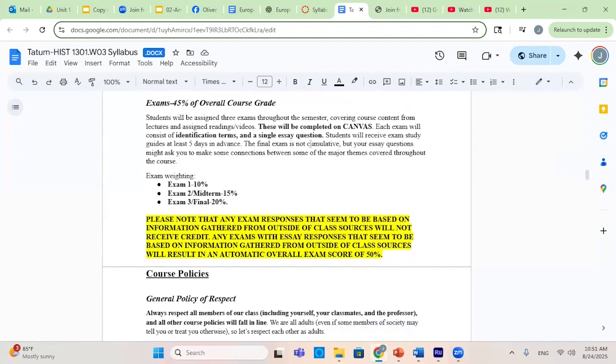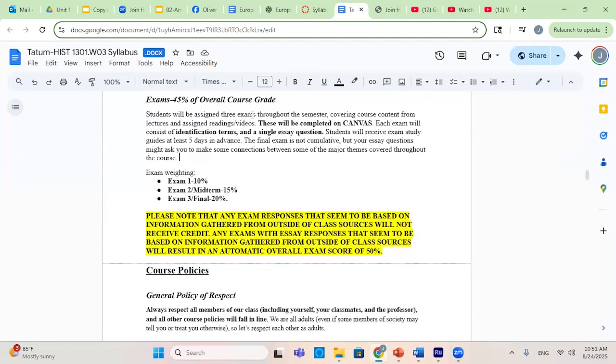I'll make sure you always have review guides in advance for your exam that will have the exact content you need to know for your exam, okay? So we're talking about the exact ID terms and matching terms that you might see on here, you'll know ahead of time, as well as your essay questions. So you can be preparing for all that well in advance.